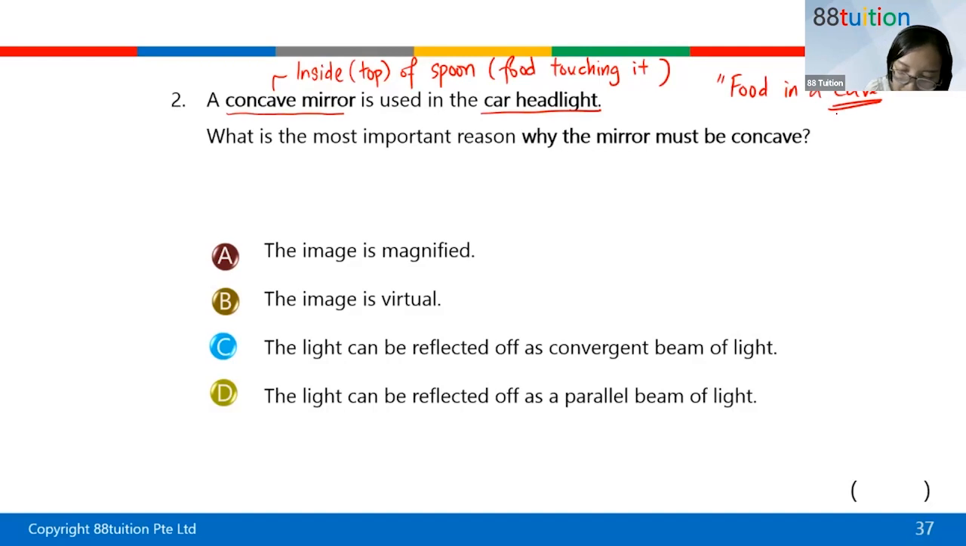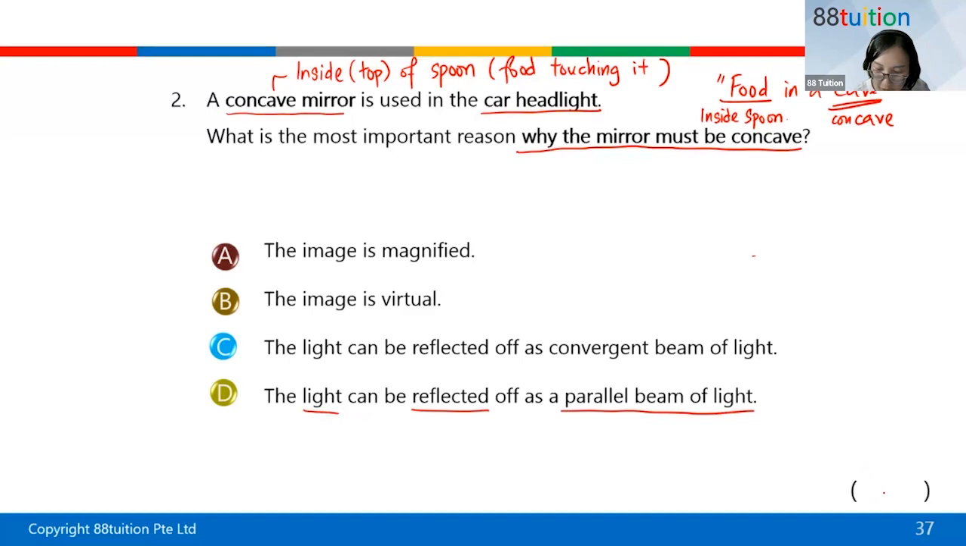So for concave, just use the word concave. The food is just telling you inside the spoon, the shape of it. That will be concave. So what is the important reason why the mirror must be concave? This one is because we want the light to be reflected as a parallel beam of light so that we can see far away, see the road far away.